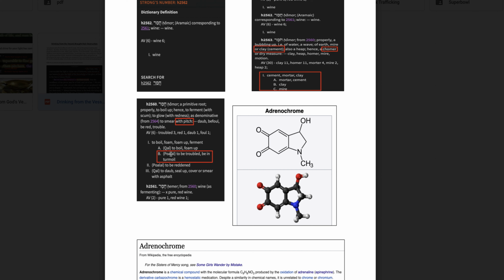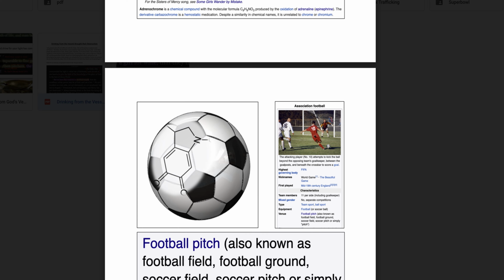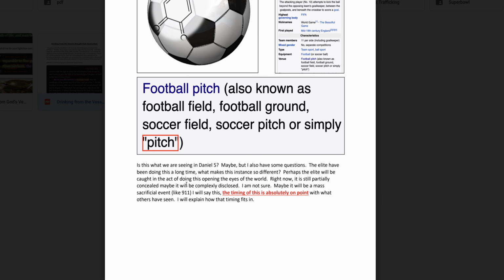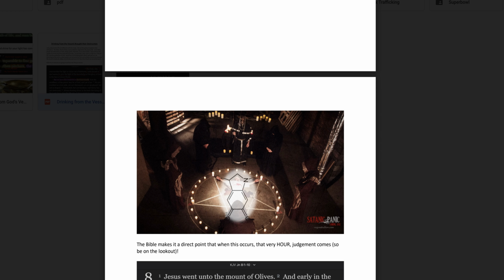And that brings us right here to this definition, to be troubled, to be in turmoil. All right. And this is the adrenochrome. This is the makeup, and it's put right on the soccer ball, which our kids play. All right. So, and it's right there, plain as day. It also makes up a human on a pentagram spread out as a sacrifice.